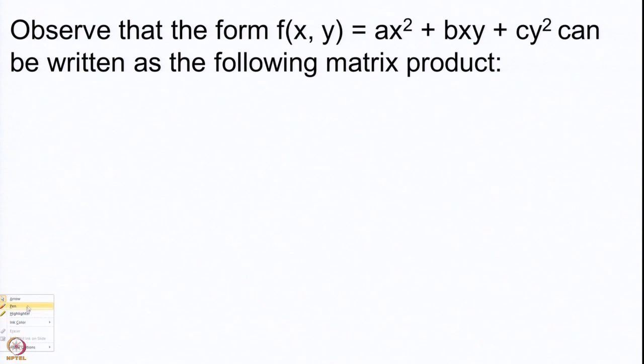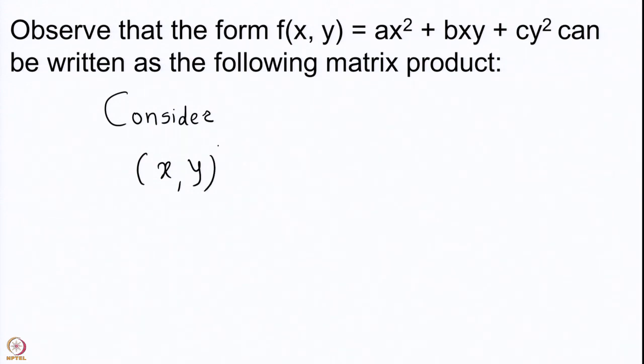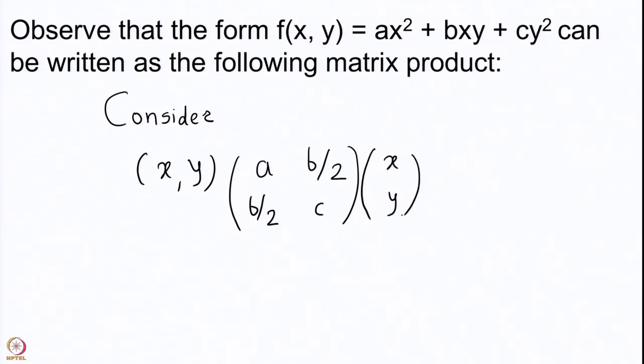Okay? So to begin with, let us try to understand how the form F itself can be written as a matrix product. So we consider x comma y, we are taking it to be a row vector, and here I have this 2 by 2 matrix. Note that this is a symmetric matrix, and then I multiply that by a column vector. So the row vector and the column vector are transposes of each other. That is one thing that we notice.